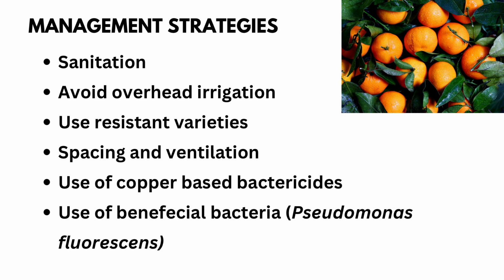Use resistant or tolerant citrus varieties if available. Proper spacing between the trees and good airflow can help reduce humidity around the plants, which can cause bacterial growth. Use of copper-based fungicides or bactericides can also help manage citrus canker. They have been shown to be effective if applied very early in the infection process. There has been some research into the use of beneficial bacteria such as Pseudomonas fluorescens or other biological agents that can help to suppress Xanthomonas citri populations.